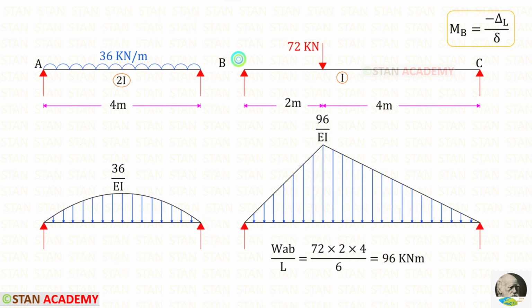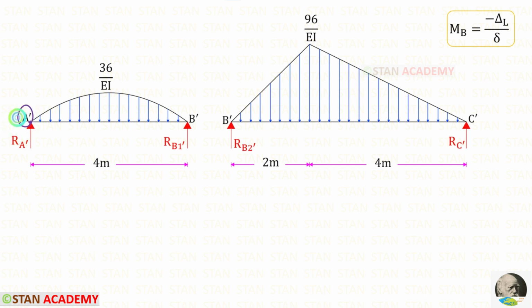Now let us take the beam BC. We know that if in the simply supported beam there is an eccentric point load, the formula to find the bending moment is WAB upon L. Here W is 72, A is 2, B is 4 and L is 6. We will get 96. Moment upon EI will be 96 upon EI. Let us keep this point as A dash, these 2 points as B dash, and this point as C dash.